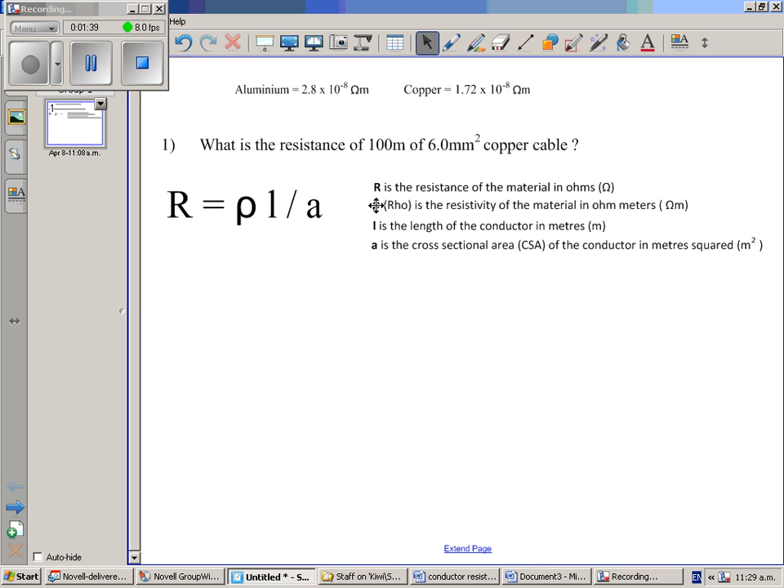Right, we've been given most of this information here. We've got rho, we know it's copper, so we can get that up there. We've got the length, it's 100 meters, and the cross-sectional area, that's 6 millimeters squared. We do have to convert that to meters squared though.